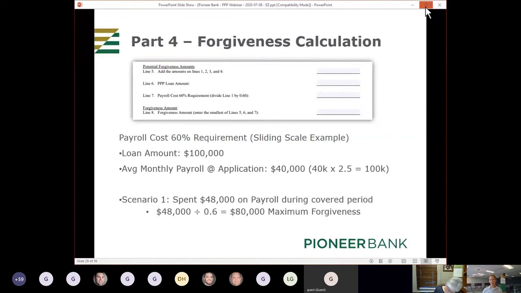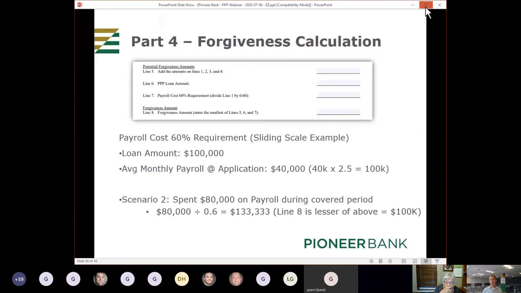And then on the flip side, let's go for a second example, but in this case, that same company spent $80,000 of payroll during the cover period. We'll go through that exact same math of 80,000 divided by 0.6, which results in a dollar value of 133,000. And that's great because that's higher than the loan amount, which means they spent even more than 60% of their loan on payroll.